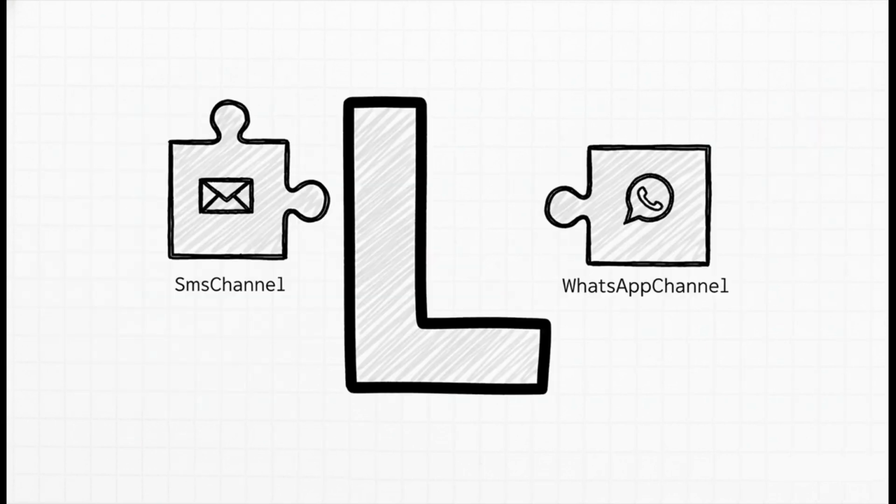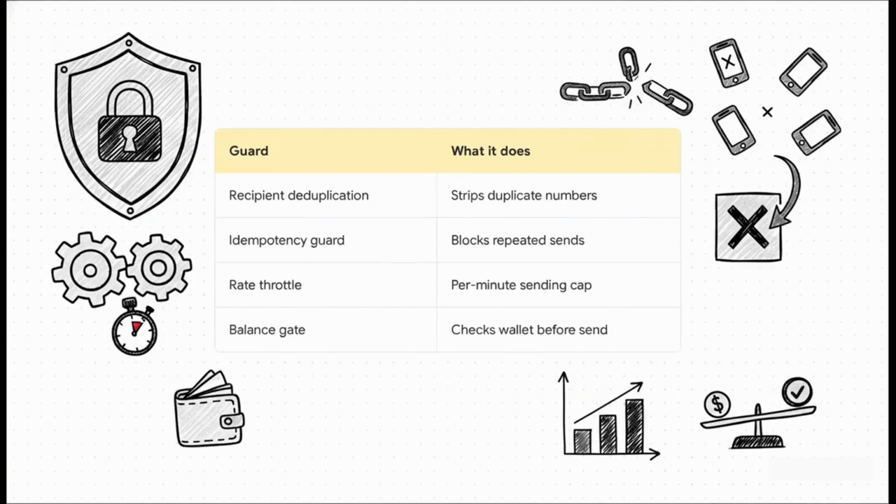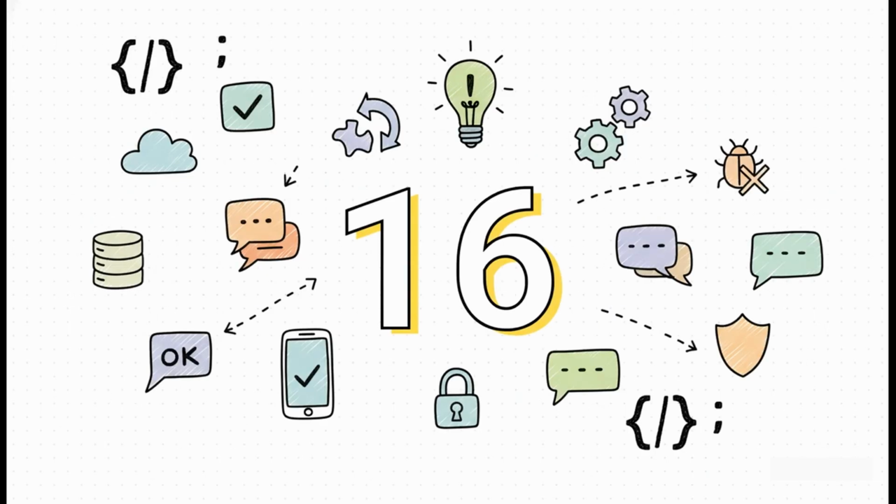Plus, it feels totally native to Laravel, with built-in channels for your notification classes. And get this, it also has built-in features to help you control costs. Super important. You can use these guards to prevent really common mistakes that just burn through your money. Speaking of better DX, you get 16, yes, 16 brand new testing assertions.